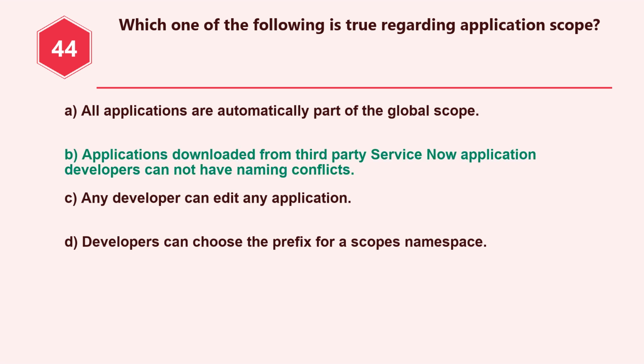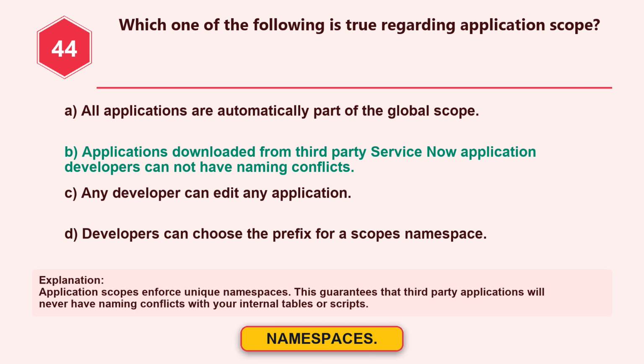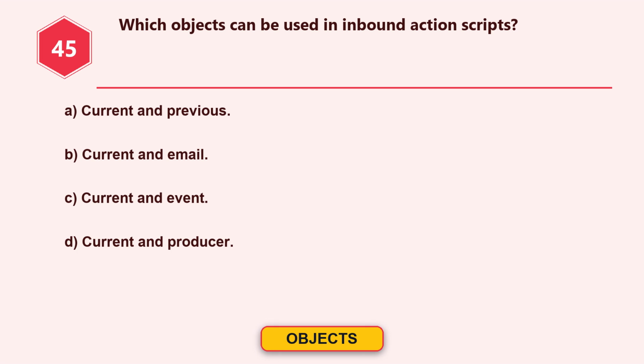The correct answer is option B. Applications downloaded from third-party ServiceNow application developers cannot have naming conflicts. Application scopes enforce unique namespaces. This guarantees that third-party applications will never have naming conflicts with your internal tables or scripts. Question 45. Which objects can be used in inbound action scripts?